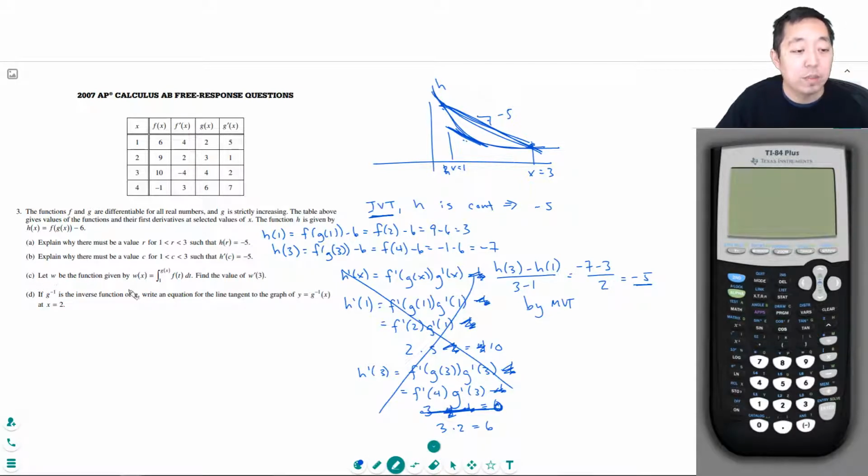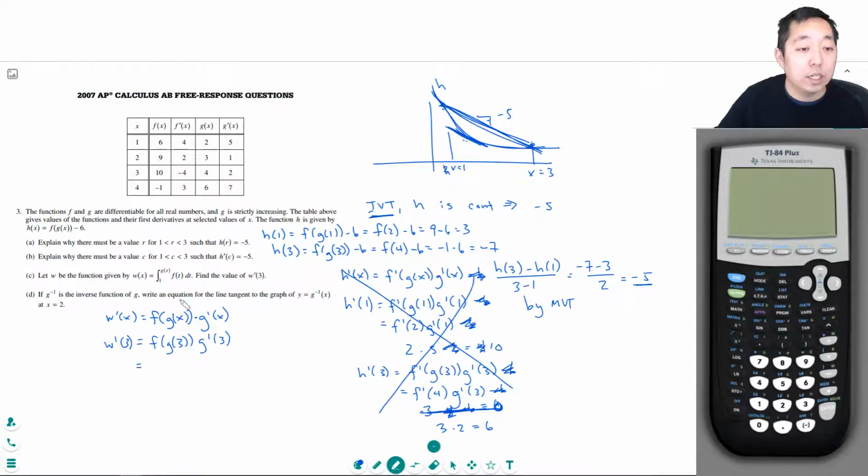Okay, part c. Let w be the function given by this. Find the value w prime of 3. So w prime of x, by the fundamental theorem of calculus, the derivative of this is just f of g of x. Like if this were x, you would just say it was f of x. But because it's some other function of x, it's f of g of x. And then by chain rule, because this part's not x, you have to do g prime of x. So w prime at 3 is equal to f of g of 3 times g prime of 3.